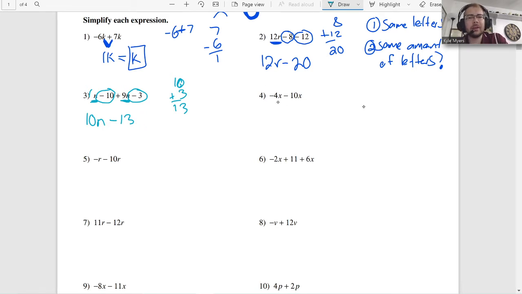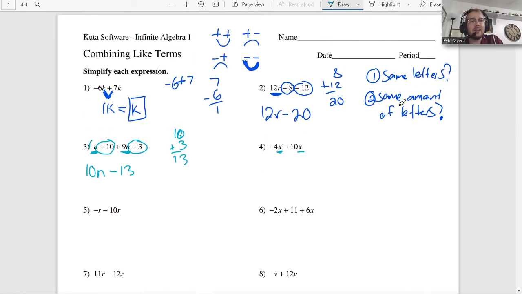Okay, are these like terms? So let's see. There's an x right here. There's an x right here. So step 1, same letters? Yeah. Step 2, same amount of letters? Yes. Okay, remember when we say same amount of letters, we're talking about the baby numbers. There's no baby numbers, right? Technically, there's like a little baby 1 right there and right there. If there's no power, it's a 1 power. 1s are like ninjas. They're always there, but you never see them. So they have the same powers.